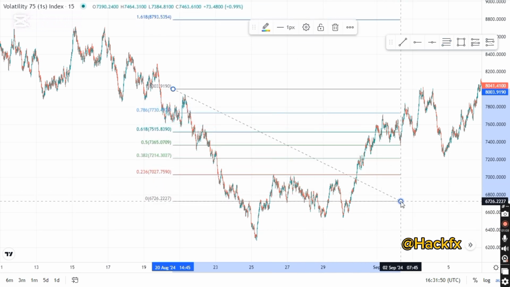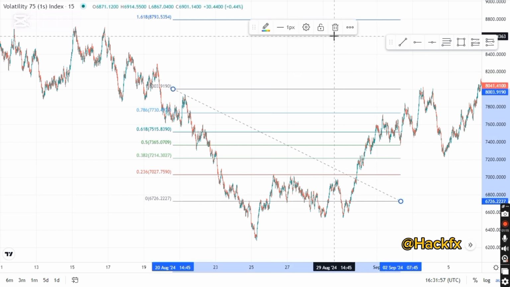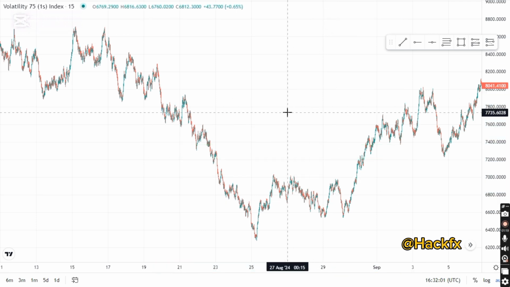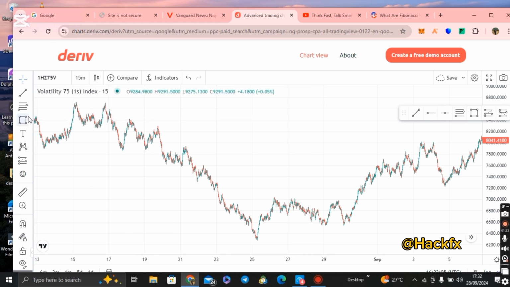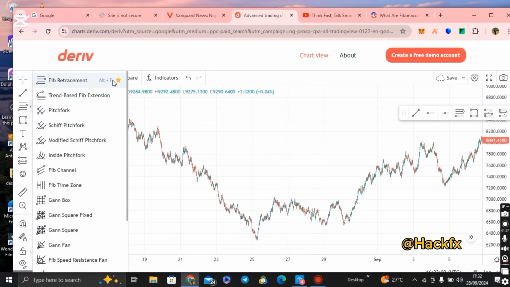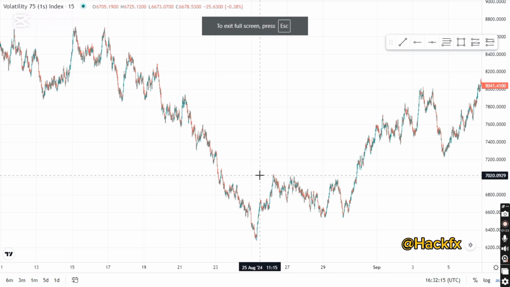It's on TradingView, it's on every TradingView. You can see it there. I just added it to my favorites. You can see the Fibonacci retracement tool here. Okay, so I will go back to full screen.